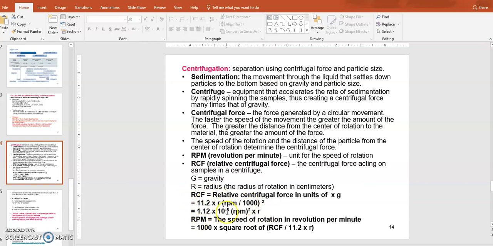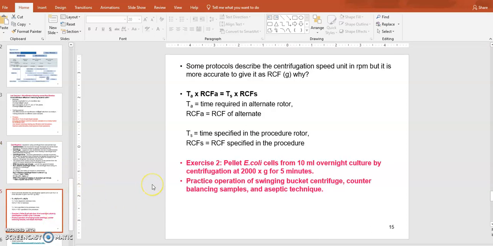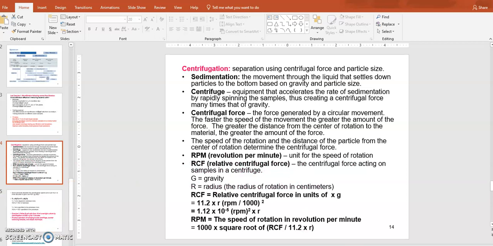And if we write the equation for RPM, then RPM equals the speed of the rotation in revolutions per minute. That's what RPM is, revolutions per minute. And that can be expressed as 1000 times the square root of RCF divided by 1.12 times radius. So you can convert RCF to RPM and RPM back to RCF. That's what this equation does. So when you describe a centrifugation condition, do you want to describe that in RPM, how fast you're going to spin, or do you want to describe it in RCF, how much force should be applied to your sample?